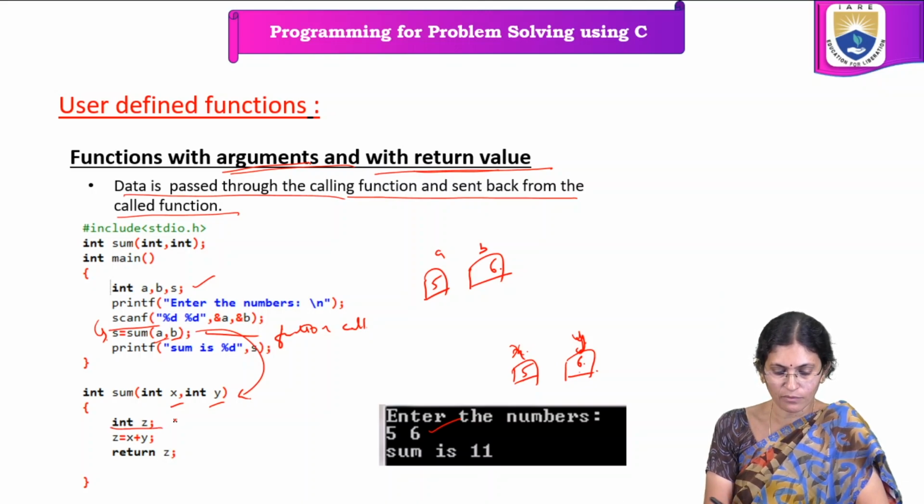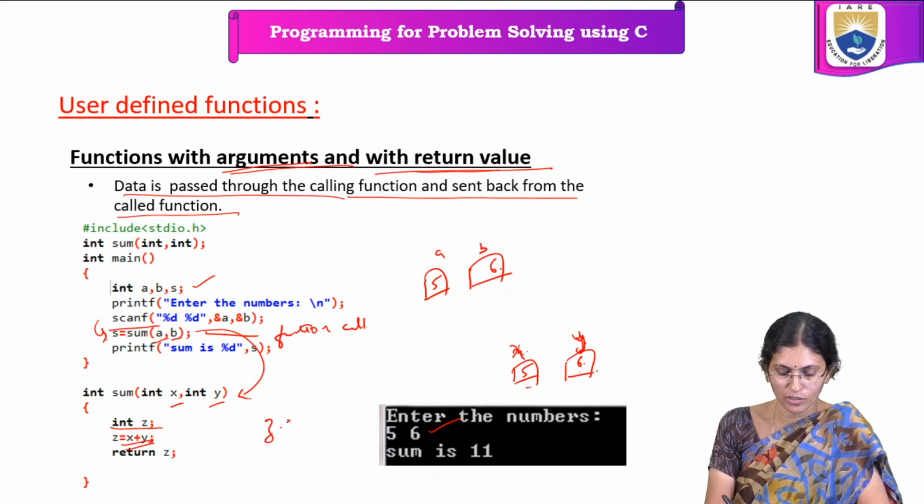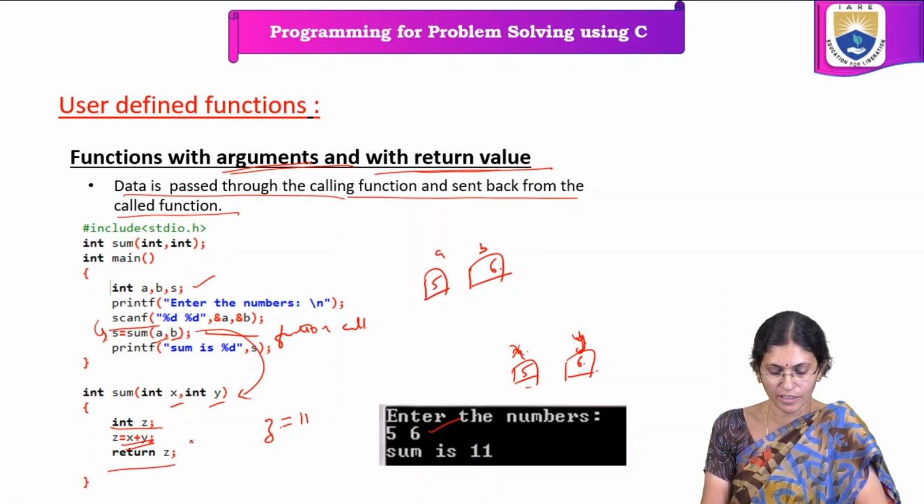Here we have declared one more variable z. It gives the addition of x and y, so z is equal to 11. In this we have a return statement, so it is returning the value of z to the calling function. This z value is assigned to the variable s. Now s is equal to 11.